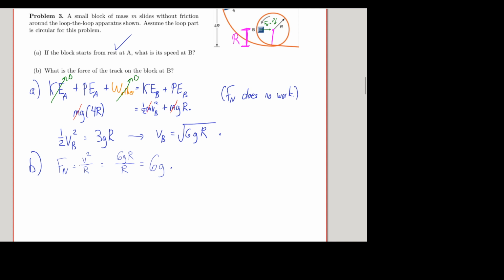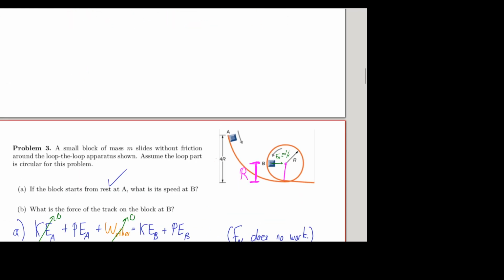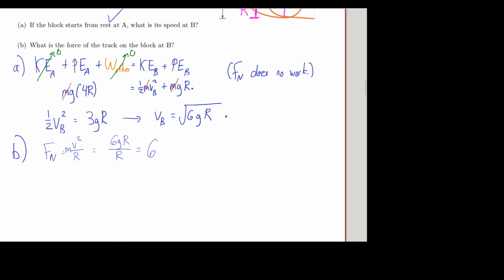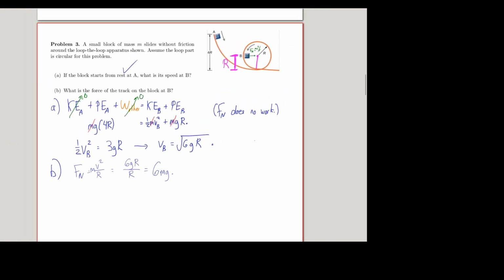Excuse me, normal force is mv squared over r. The acceleration is v squared over r, and I have got to multiply by m to get the mass. I knew this was wrong because 6g is an acceleration. 6mg is a normal force. So that's problem 3. That was a pretty simple one.